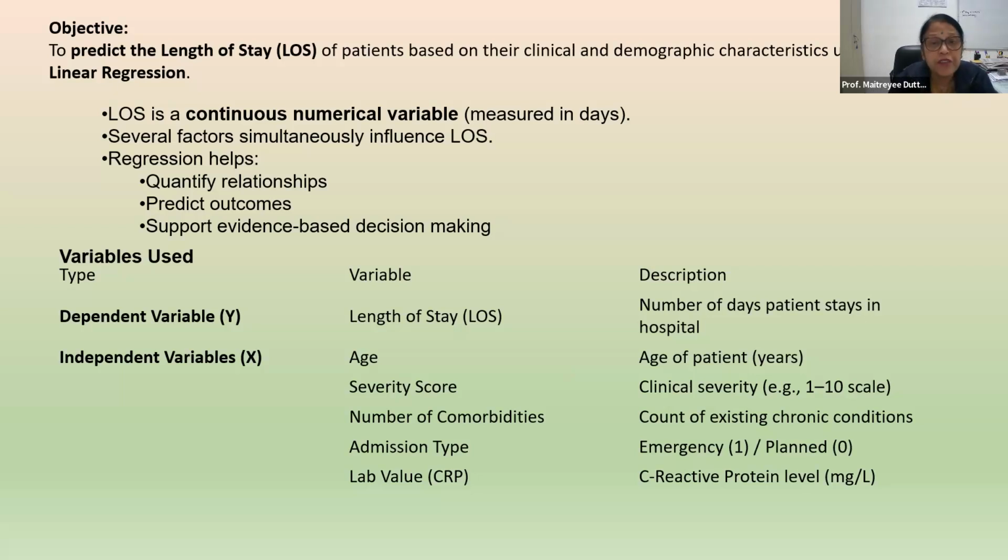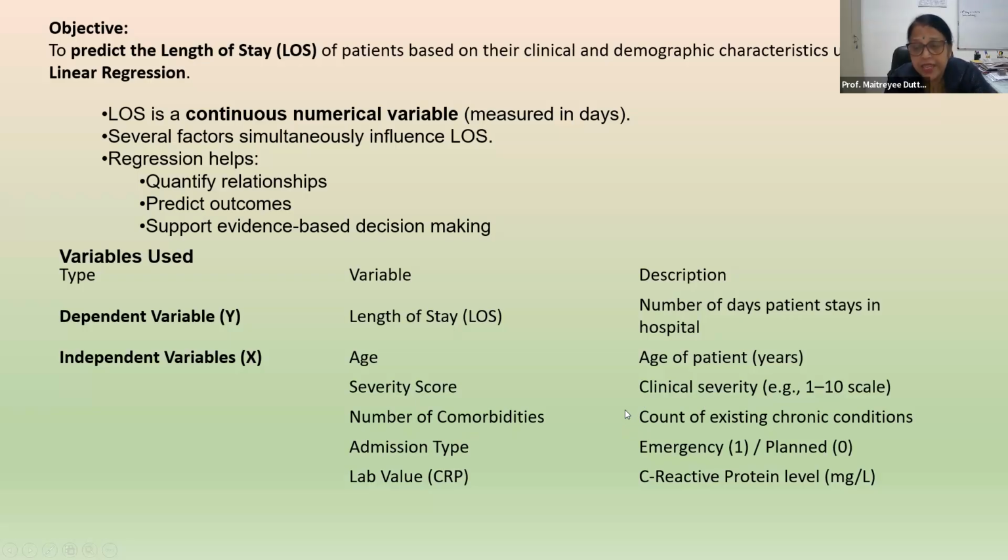Now, this we have to calculate, that is your LOS measured in days, right? What are the variables that we can see? Our dependent variable is y, that is your length of stay, that is your LOS. That means the number of days the patient stays in hospital. And this LOS is dependent on which variables? It is dependent on age, that is age of a patient. It is dependent on severity score. That means clinical severity on a 1 to 10 scale. Number of comorbidities, that is the count of existing chronic conditions.